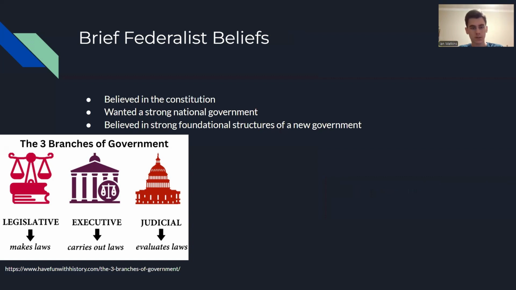So a few things about the Federalists, just briefly. They were big on the Constitution. They were big on a very strong national government, and they believed in the strong foundational structures of a new government. So they thought they should have the three branches of government. They thought they should have different things that would solidify their government so that they had more power.